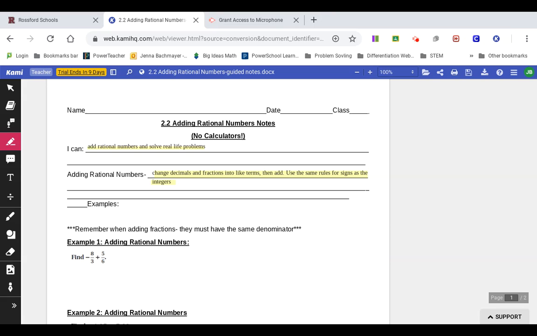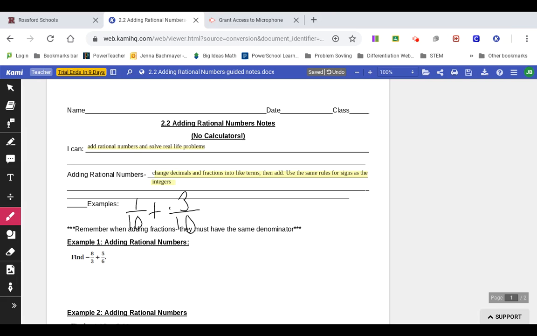So, for example, let's say we have 1/10 plus 3/10. We want to make sure that we change the decimal into a fraction. So 0.3, which is 3/10, is the same thing as 3/10. So I'm just going to drop a 10 underneath it.